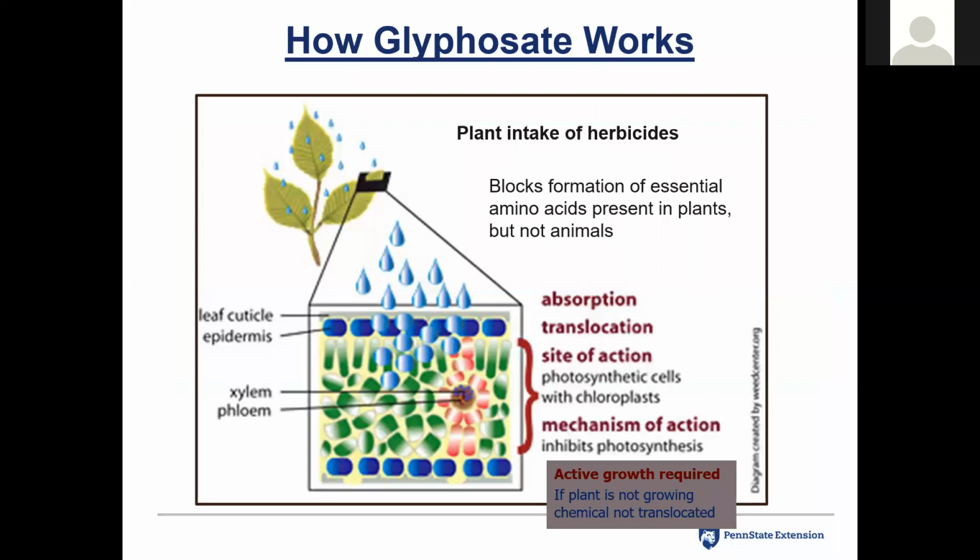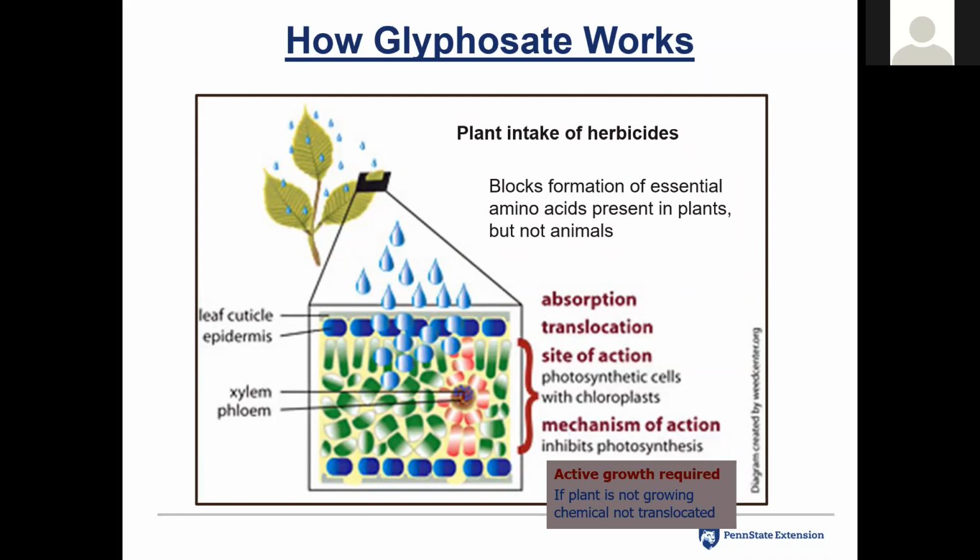So how does glyphosate work? When the plant intakes the herbicide, glyphosate, it actually blocks the formation of essential amino acids that are only found in plants. So that's one of the reasons its mode of action is so benign to animals. It's because those amino acids are not found in animal systems. So it doesn't have a mode of action to work on in animal systems, and has a lethal dose value that makes it practically non-toxic. It's greater than 5,000 milligrams per kilogram. We don't even know what it is. We just know it's greater than 5,000. And so it's very non-toxic.